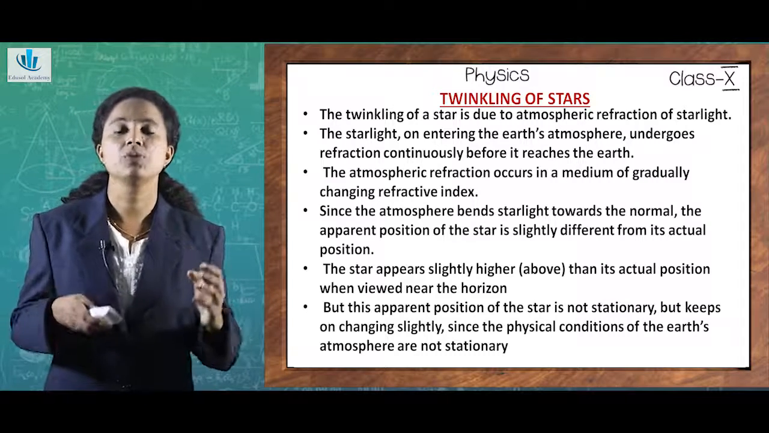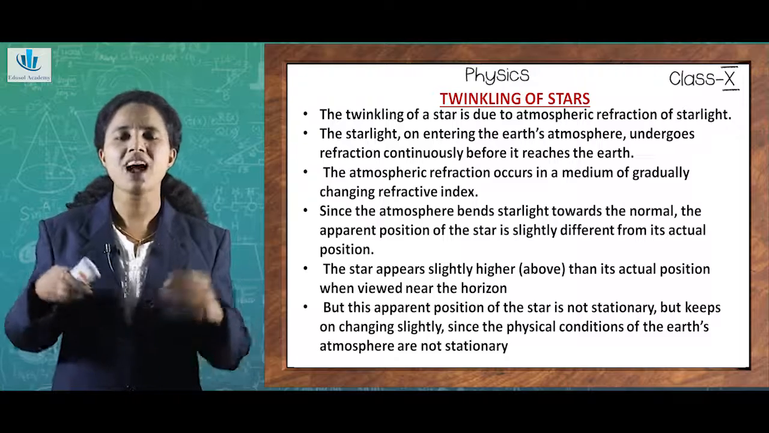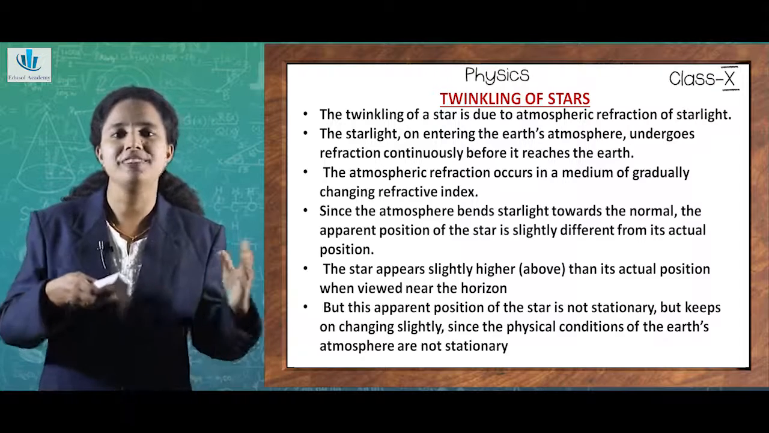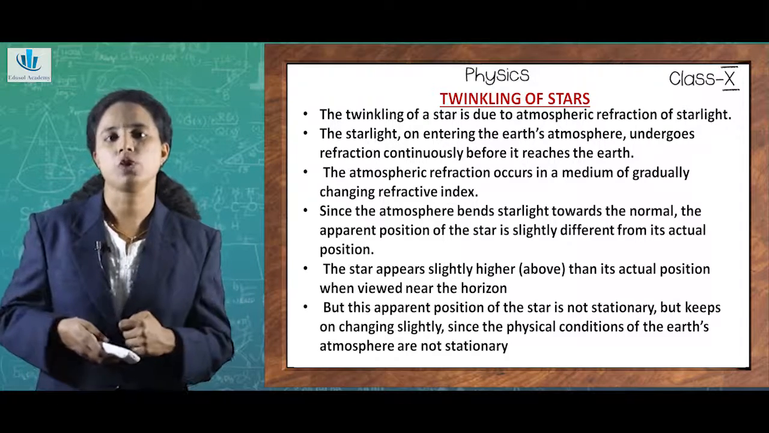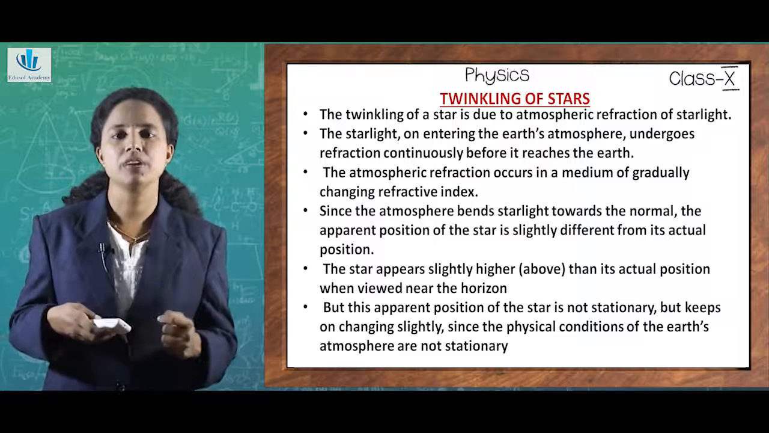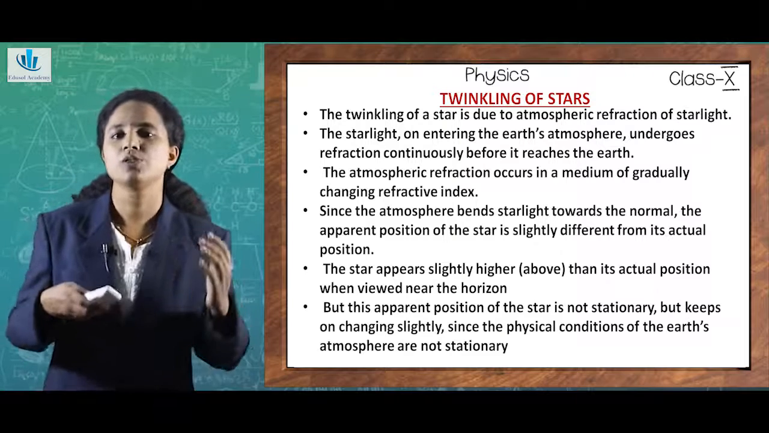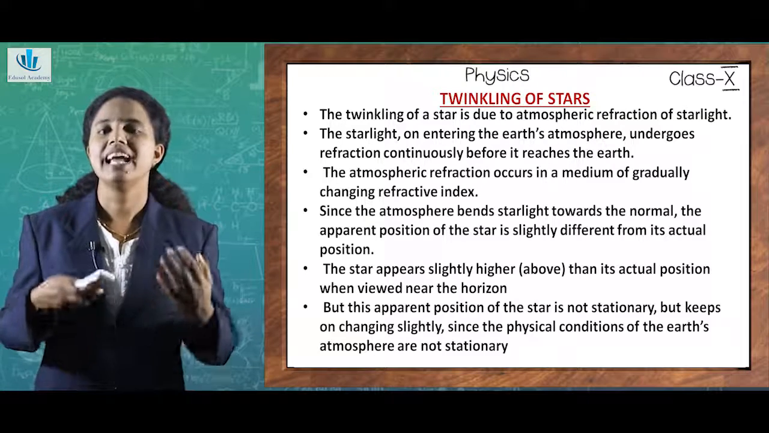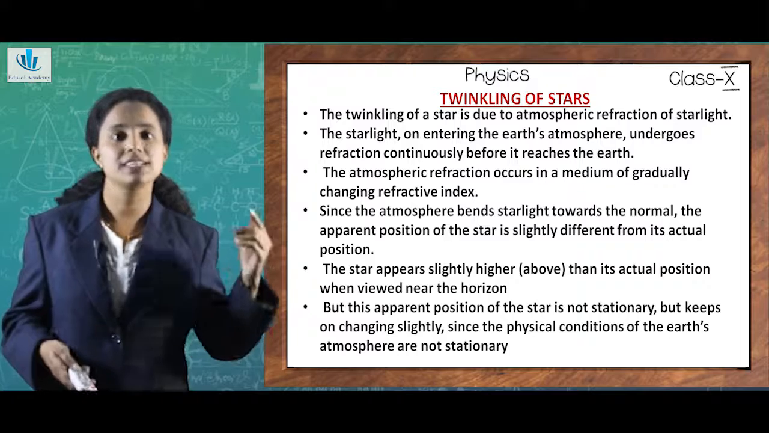So the twinkling of stars is one of the important applications. The atmosphere will bend the starlight towards the normal. Just as sunlight is bent towards the normal in the case of day phenomena, in the case of night there is bending of starlight towards the normal. When does light bend towards the normal? When a ray of light enters from a rarer medium to a denser medium, there will be bending of light towards the normal. This is what happens here also. When the rays of starlight enter our atmosphere, they move from a rarer medium to a denser medium, and that's why the starlight bends towards the normal.